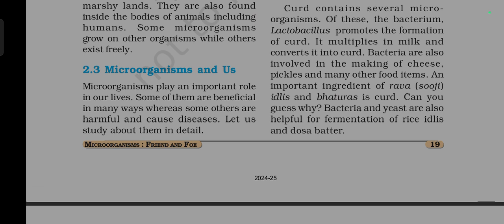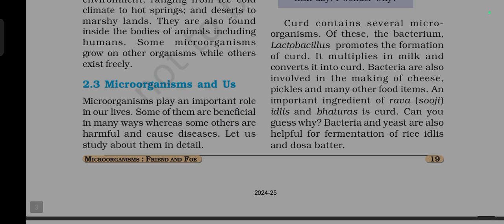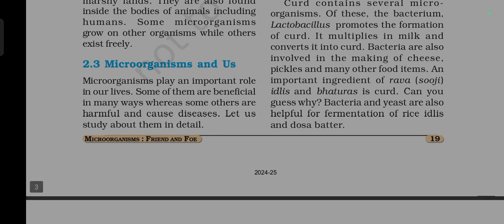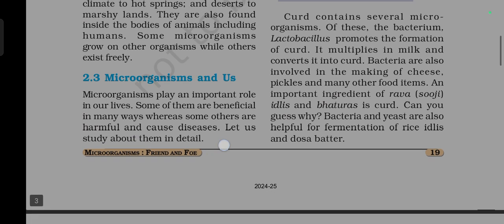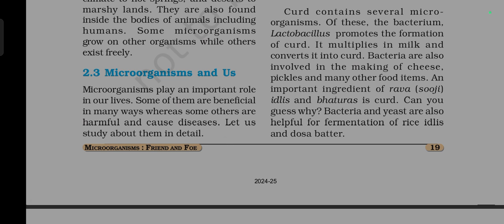Now, microorganisms and us. What can be the relation between microorganisms and us? Now, let's see. Microorganisms play an important role in our lives. Some of them are beneficial in many ways, whereas some others are harmful and cause diseases. Let us study about them in detail.